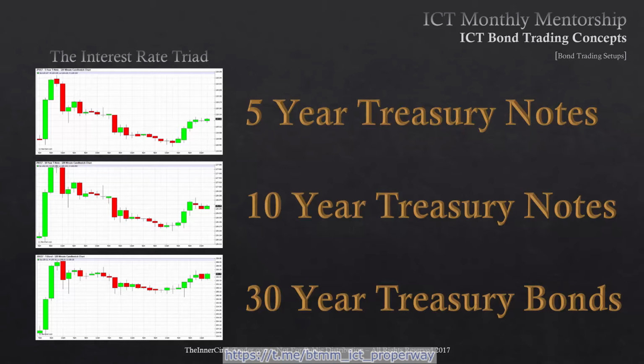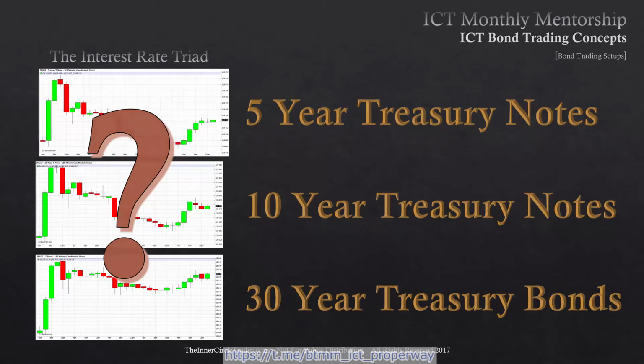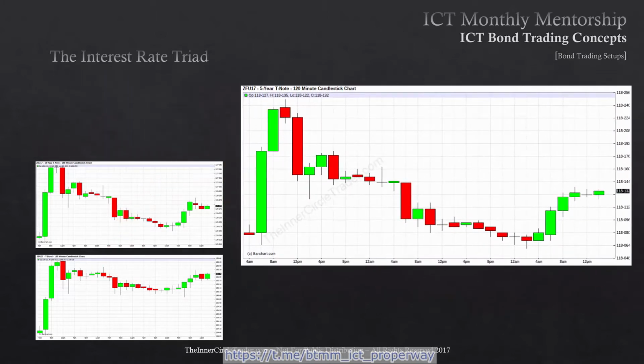By itself, that means absolutely nothing, but we're going to actually give you the context of what makes the interest rate triad so precise. So what are we looking for specifically, and how do we use it? Okay, well, we're going to look at the 5-year T-note, 120-minute or 2-hour candle, and we're going to focus on a specific time period. Now, in this time period, we look for a divergence. This time period is the bond kill zone.